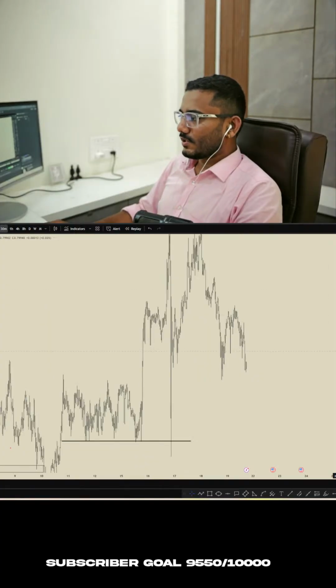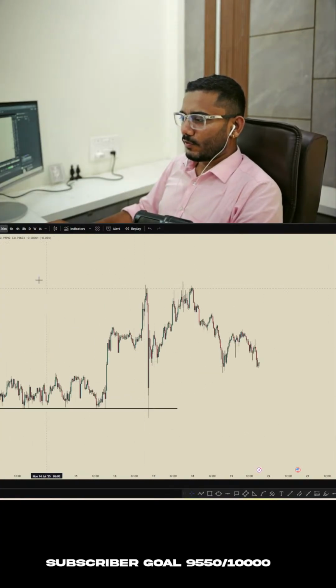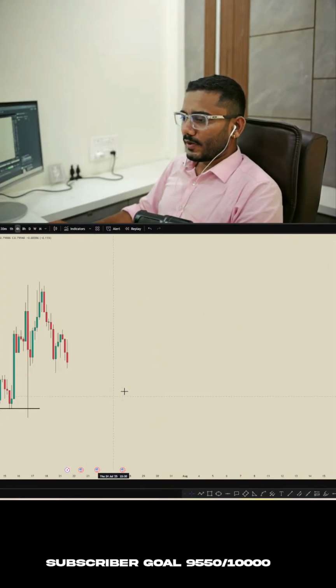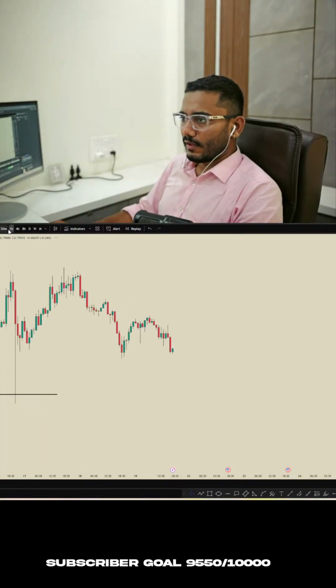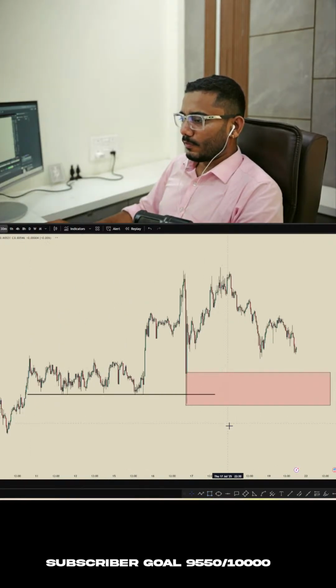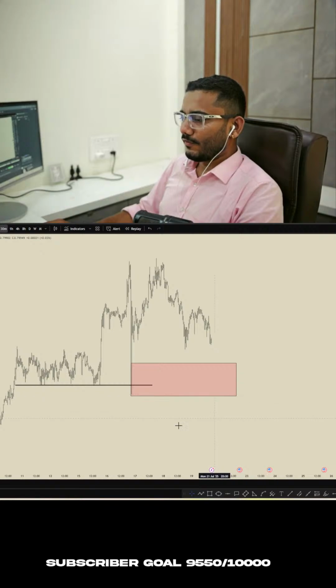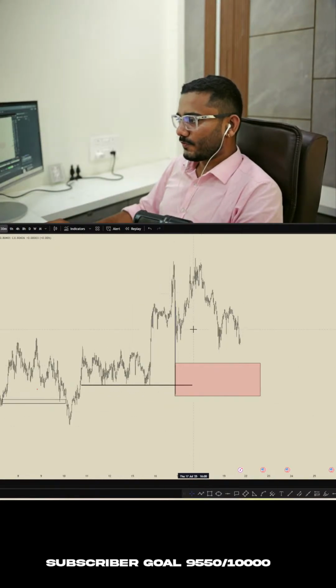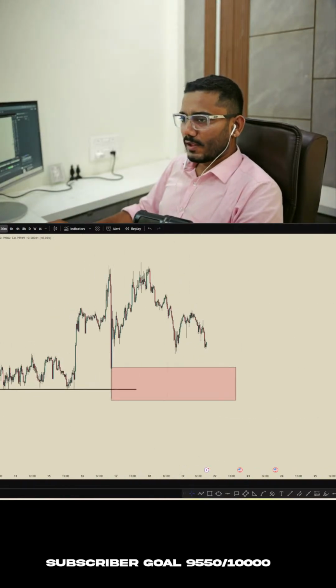On USD CHF, we have this liquidity sweep. So I'm waiting for price to react from this area. This is an area where we can look for buy side trades, or we can wait for price to sweep this low also, because price has already swept this previous high.